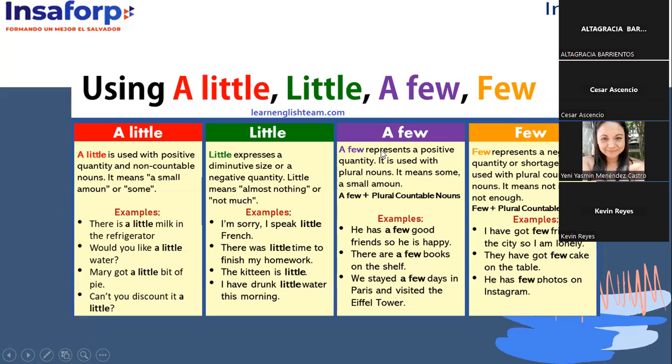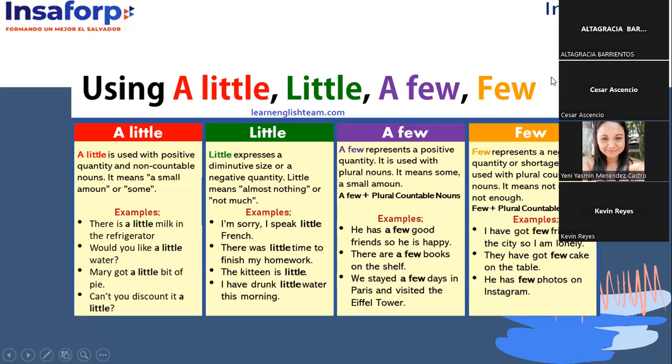So then we have a few. Let me see. Kevin, can you please read that part? A few and amount. A few represents a positive quantity. It is used with plural nouns. It means some, a small amount. Okay, perfect. Con una cantidad positiva, okay? Sí alcanza. Y se utiliza para cosas contables. Little, cosas incontables. Y a few, cosas contables.